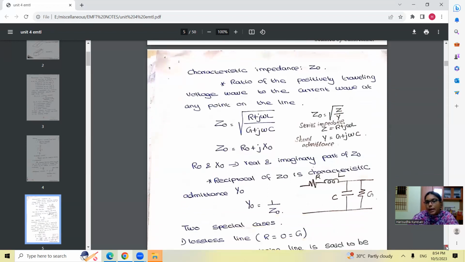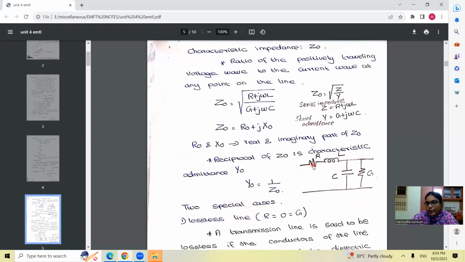How do you write it as R plus jωL? Here R and L are in series, and C and the conductance are in parallel. So the impedance can be said to be the series impedance, R plus jωL. Similarly, Y is called the shunt admittance. It is nothing but G plus jωC.